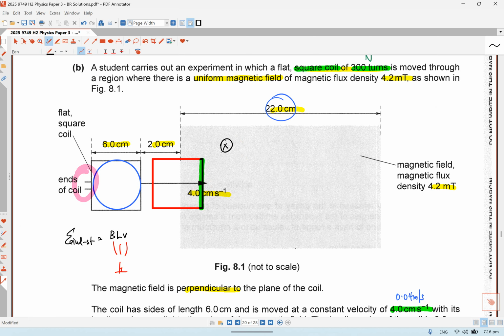Now I'm going to show you where exactly your force is, because your motion is to the right. By Fleming's left-hand rule, FBI, B field into the page, your middle finger should point in the upward direction. Index finger goes into the page, and your magnetic force must be to the left-hand side. That is your magnetic force. This is what we call the opposing force.